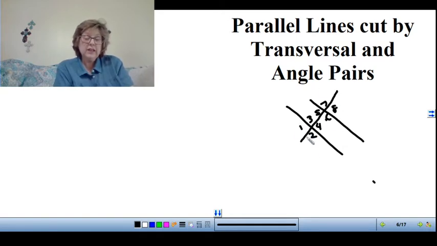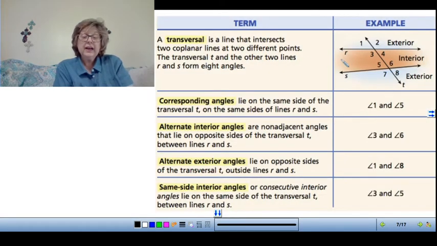Any two lines can be cut by a third and these angles arise, but there are special properties that happen when they happen to be parallel. Looking at it again, right here we have our two lines, and this is going to be our transversal. We refer to the outside of these two lines as the exterior, and the interior is between them, inside them.